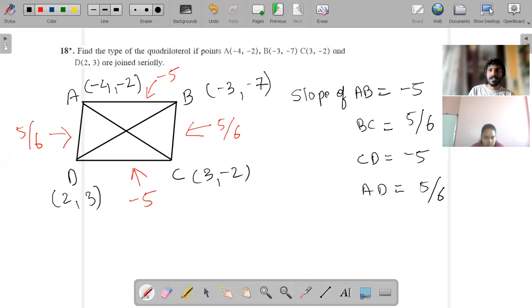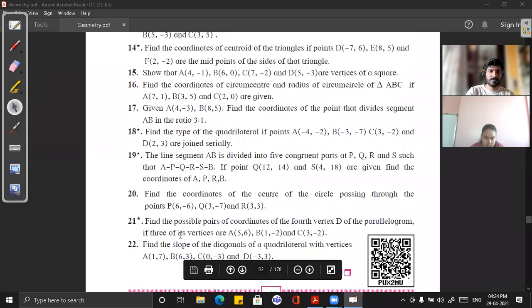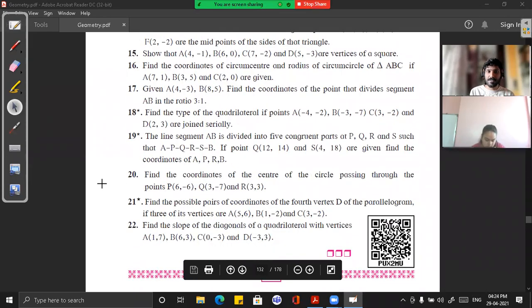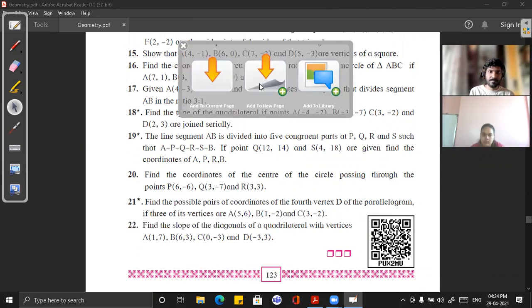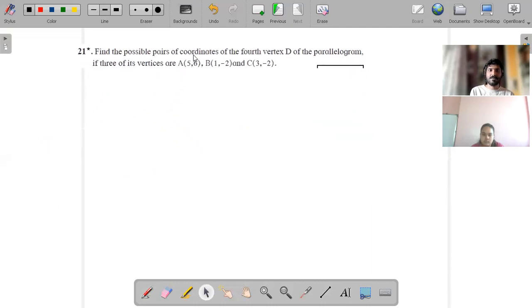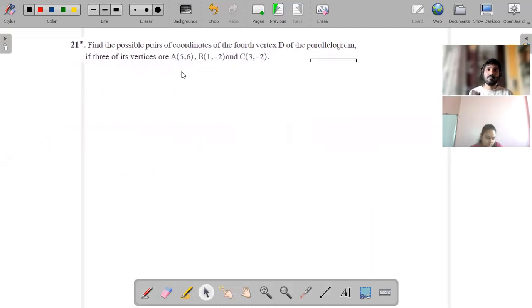Okay, we'll do the 21st one. The 21st sum is a little bit lengthy, and we'll be using the distance formula in it. Just understand the sum first. It says, find the possible pairs of coordinates of the fourth vertex D of the parallelogram if three of its vertices are A with coordinates 5, 6, B with coordinates 1, -2, and C with coordinates 3, -2. So understand the question first.